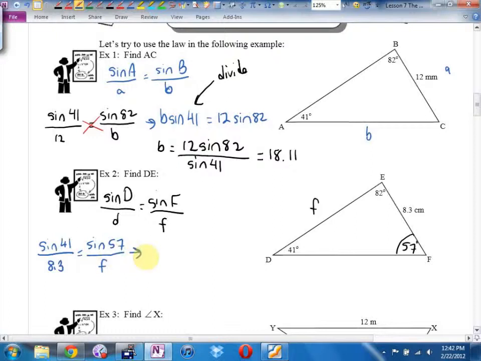Zach, my friend, do I have one fraction equals one fraction? Say yes. Cross multiply. It's going to be this times this. It's going to be f times the sine of 41 equals this times this. 8.3 sine 57.